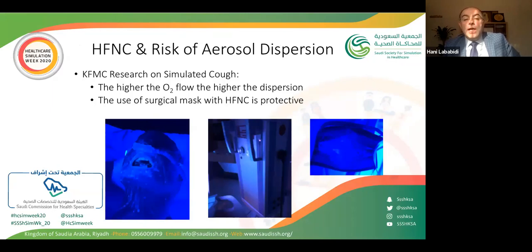So this is the head of the mannequin now with the wood lamp and with the fluorescein as the expectoration from the cough. And we put a mask. So if you have a high flow, you see this expectoration. And this is a wall panel in the ICU, and you see fluorescein on it. So it really disperses all over the place. While if you just put a mask over this face, then really you protect the healthcare workers.